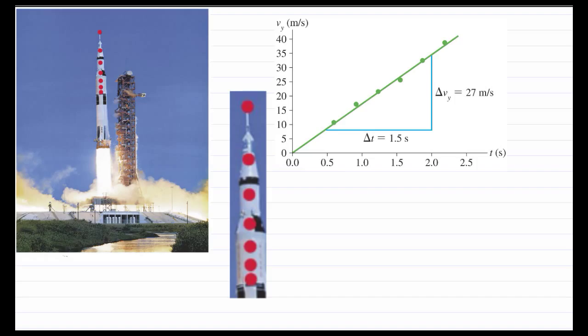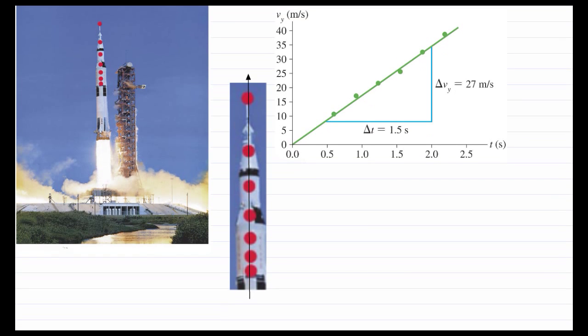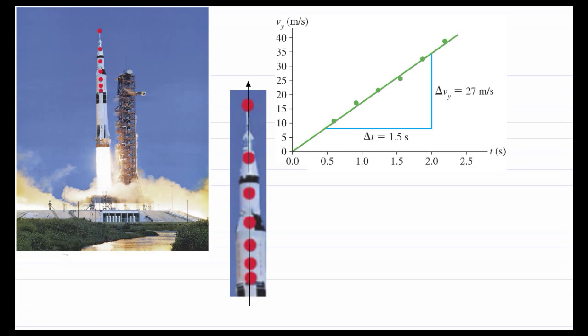And what we can also do is draw an axis on this diagram. So I'm just going to draw this line here. Now, generally, by convention, anytime you have an axis in the vertical direction, we denote it as the y-axis. Horizontal will be the x-axis.